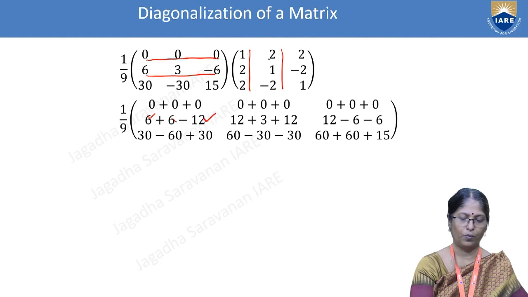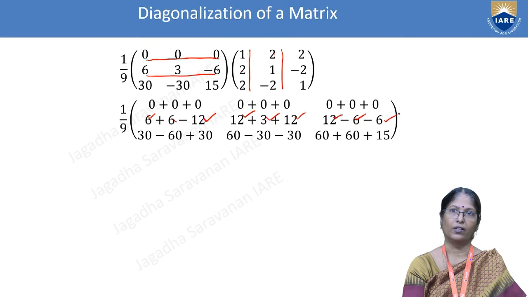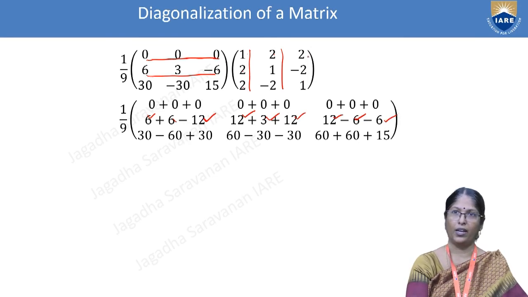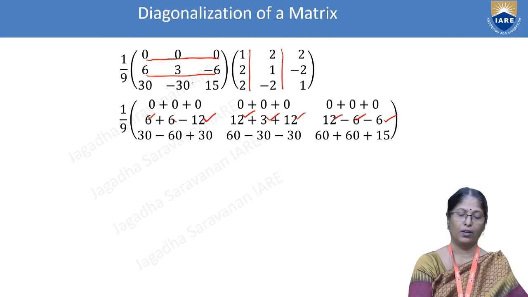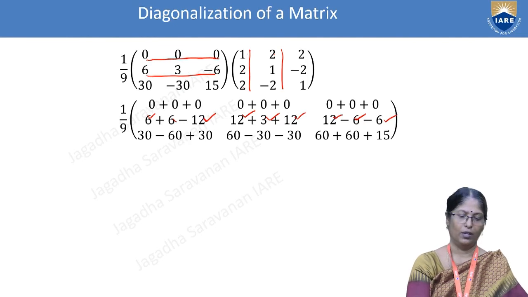6 into 2. 3 into 1. Minus 6 into minus 2. 6 into 2. 3 into minus 6. Minus 6 into 1. So, we completed that, the second row taking all the columns of the second matrix. Again, it is repeating the matrix, first row, second row, third row. First row taking the work related to columns of the second matrix.